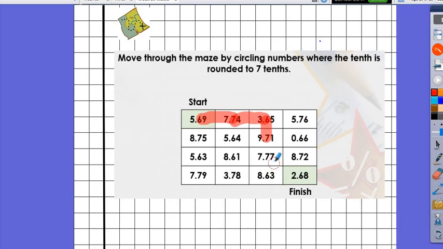7.77, again, I can use that same explanation. The 7 hundredths would round up. I've already got 7/10, so that's incorrect. It's got to be this way. We'll double check. 6 tenths, 6 hundredths, that rounds up to 0.7. And we're going to go down because we can't go up again and we can't go across. So we've got to go down and we'll double check it. 8.72, 2 hundredths, 7/10, that's correct. And hopefully we can get straight to the finish. 2.68, 6 tenths, 8 hundredths. Yep, I'm going to round up.